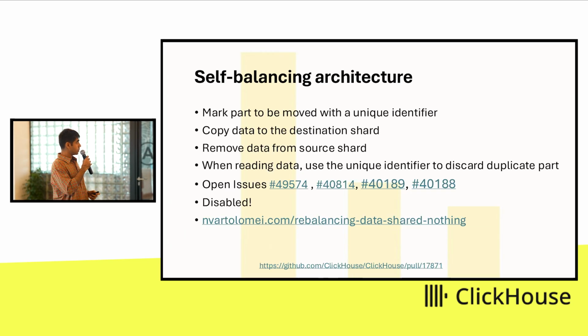So the key idea behind this simple self-balancing architecture was that whatever parts you are moving between shards, mark them with a unique identifier, move them between the source and the destination shards, and then when you query the parts which are being moved, remove the duplicates using the unique identifiers. Now, this is very high level, and if you want to take a deep dive, we have added a link to a blog post by the co-designer of this feature. You can take a look later.